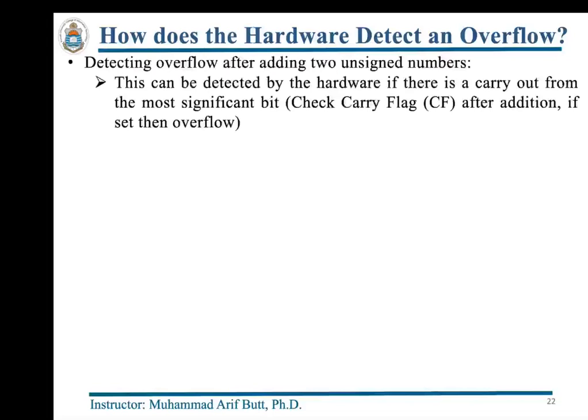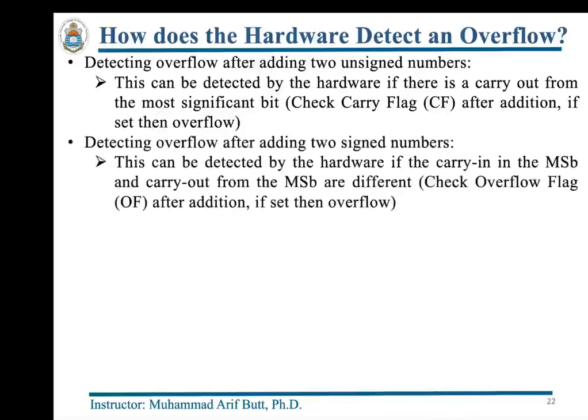Okay, this can be detected by the hardware if there is a carry out from the most significant bit, in case of unsigned numbers. We have seen that. But now we are more interested in how to detect the overflow when we are going to add two signed numbers. This can be detected by the hardware if the carry in to the MSB and the carry out from the MSB are different. Let me repeat again. In case of signed numbers, an overflow will occur if the carry in to the MSB and the carry out of the MSB are different.